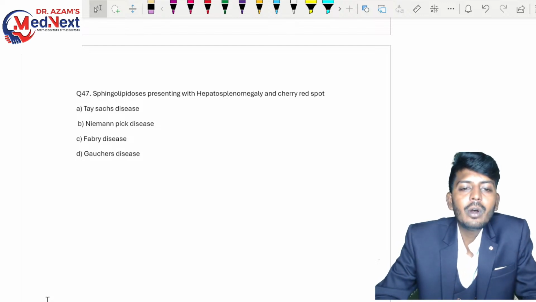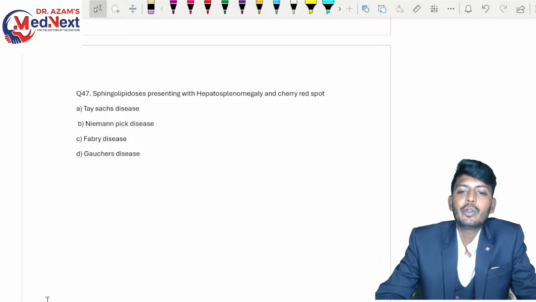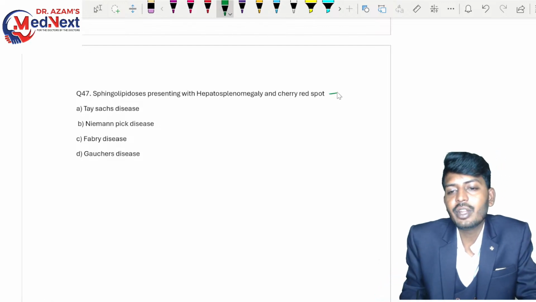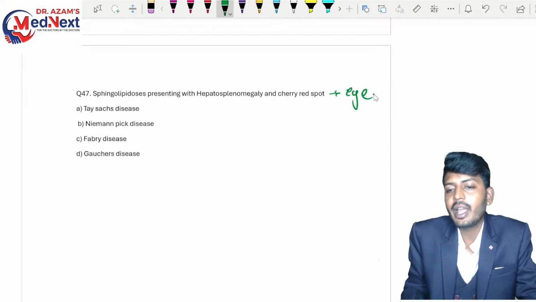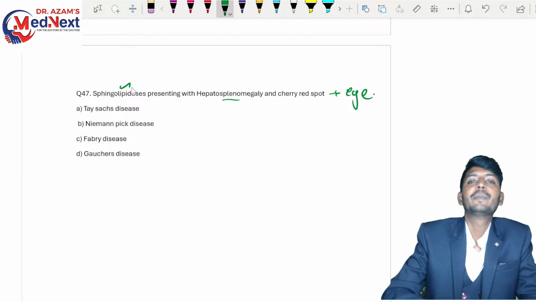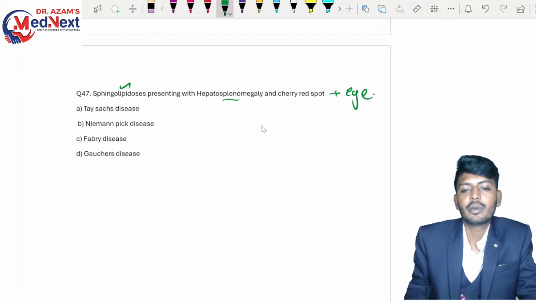So, sphingolipidosis present with hepatosplenomegaly and cherry red spot. Cherry red spot कहाँ पे होता है? Actually, cherry red spot in the eye बच्चे. Okay, so cherry red spot in the eye, hepatosplenomegaly. कौन सी lipids है? Sphingolipids. So we have something called as sphingolipids.